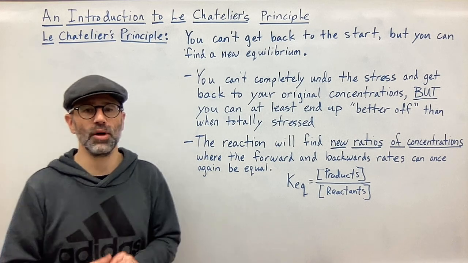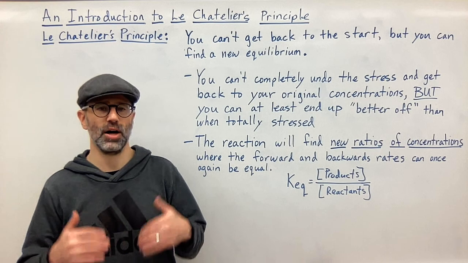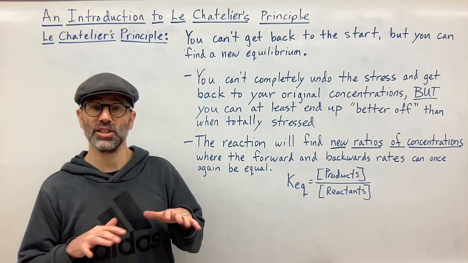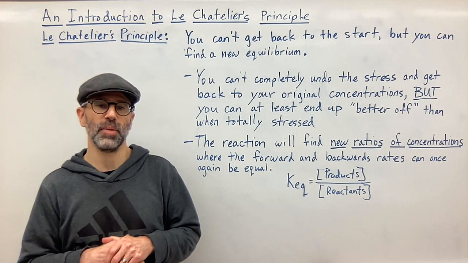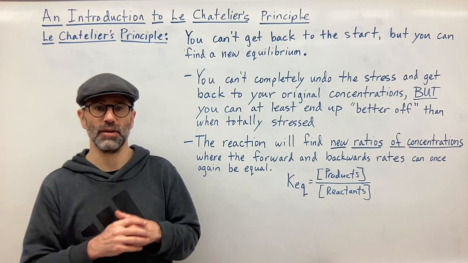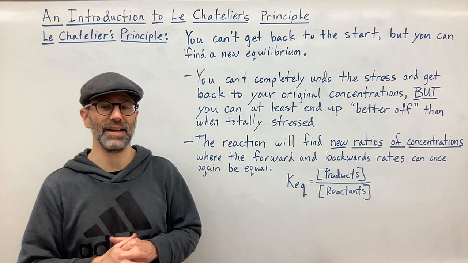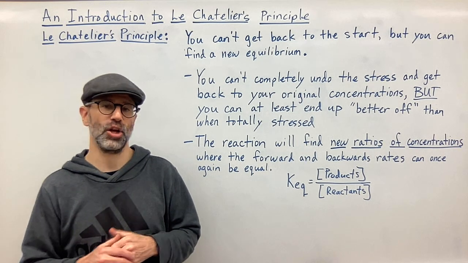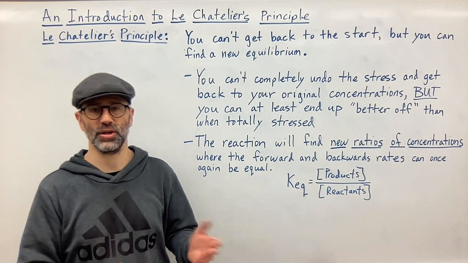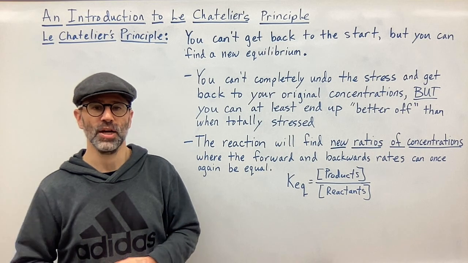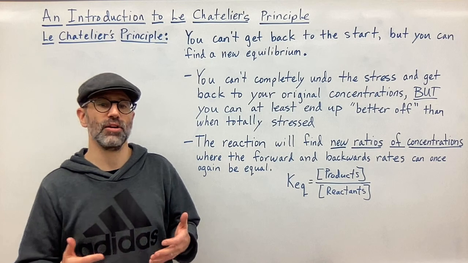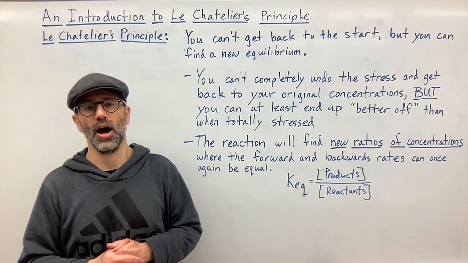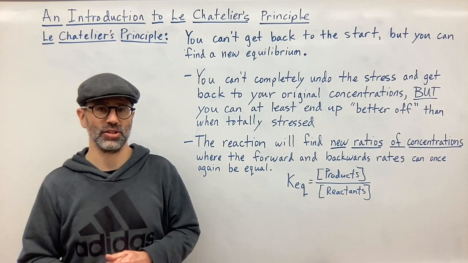The reaction is going to find a new ratio of concentrations, so it reaches the equilibrium it was at before, but the ratios are going to be different. The concentrations at equilibrium are going to be different. So you don't quite get back to the original concentrations you had before. All that happens is that you reach a place where the forward and the reverse or backwards reaction rates are the same.